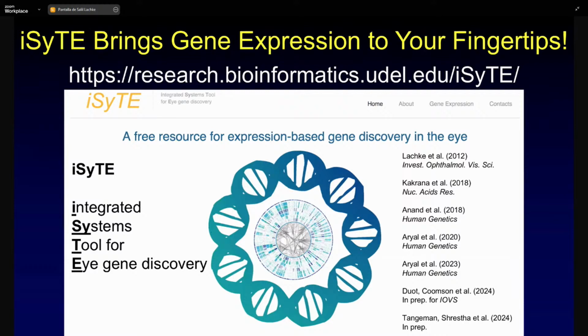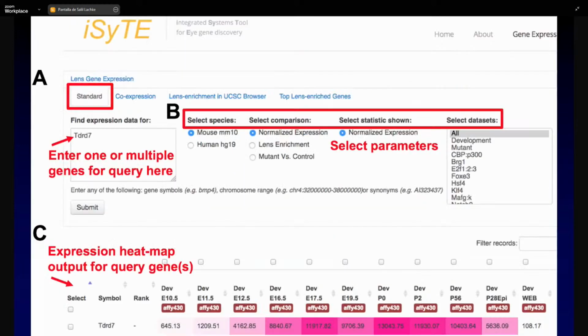So again, where do you go for this? You go to this URL. This is of course published. You can even just Google iSyTE and Delaware, for example, or my name, and this site should pop up. And basically, it's very, very user friendly for biologists or clinician scientists to use.